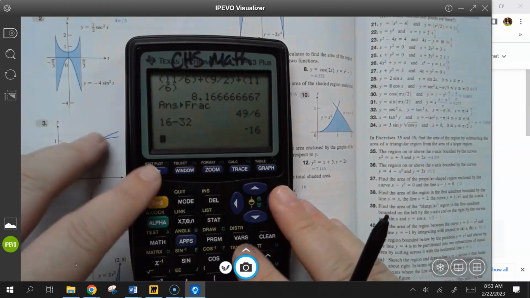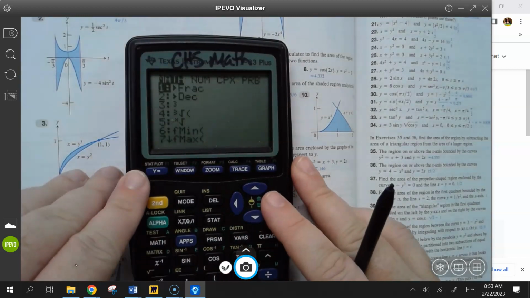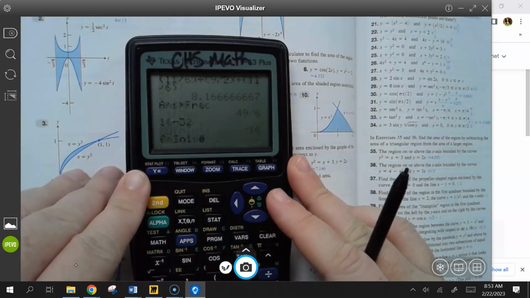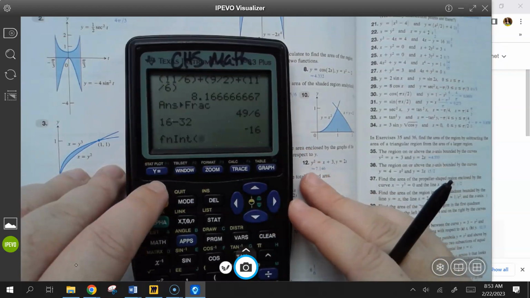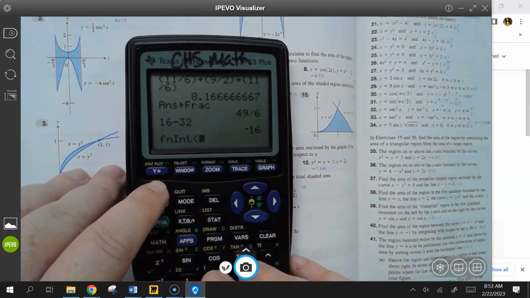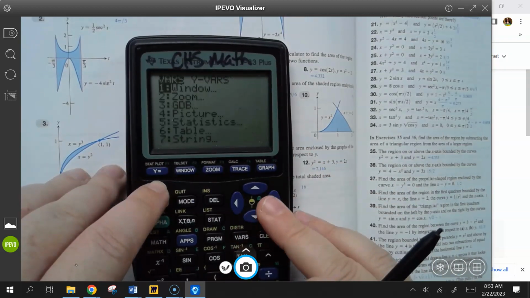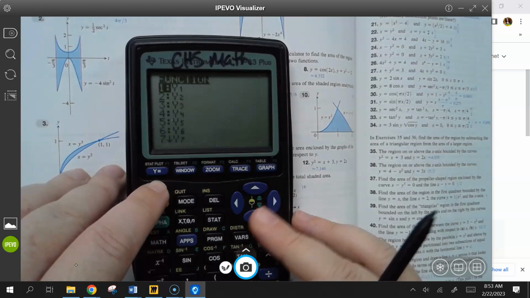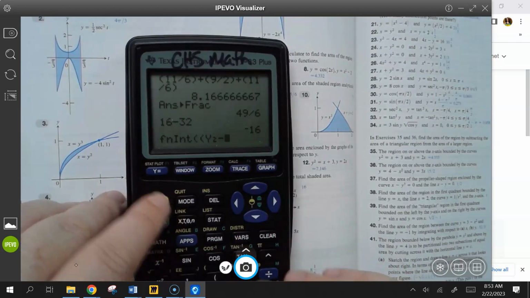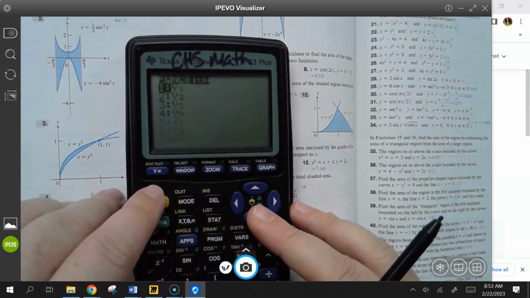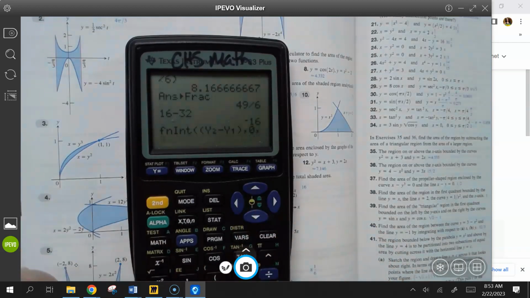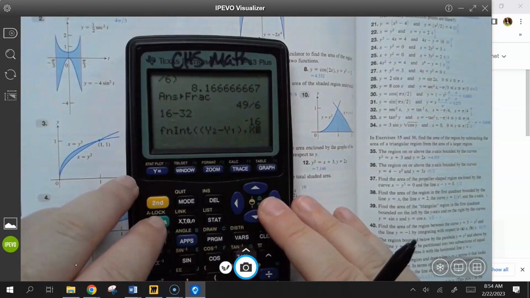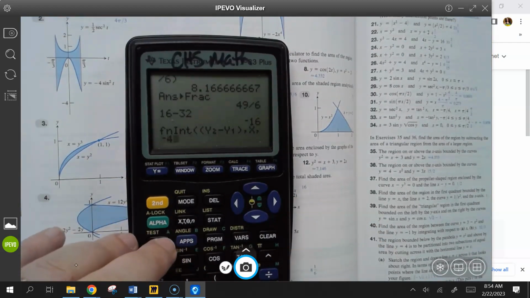I'm going to do my integral this way. And which one's on top? Y2? You sure? Minus Y1 with respect to x, from -4 to 4.